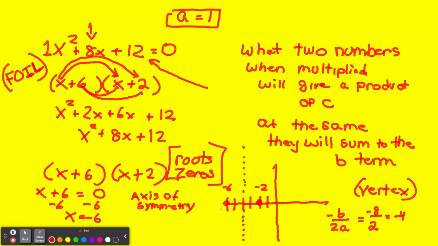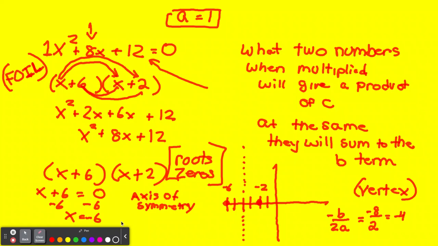I know it seems like a lot here, but we'll do another one. We'll do actually 2 more so you can get used to it. So we now know that the axis of symmetry is -4. That'll be the x term. We need to know the y term to find the vertex. Remember, the vertex is the x and the y. We can plug in -4 into our equation.